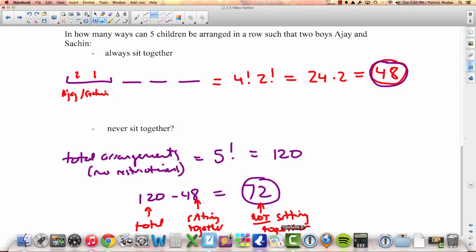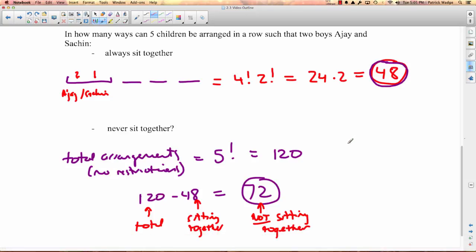It often will work. Okay, next day I promise we'll get to that third type of permutations. So enjoy your permutations with restrictions.